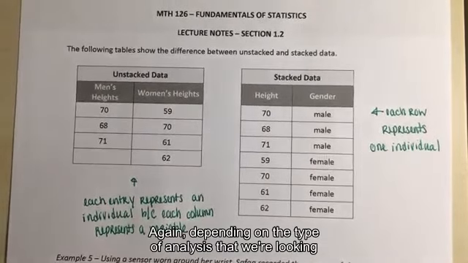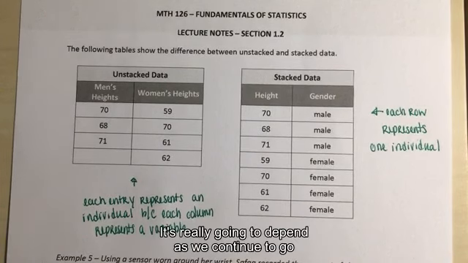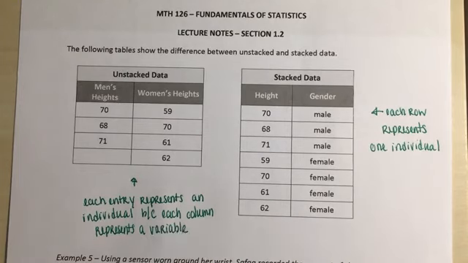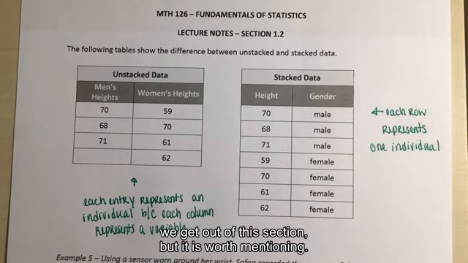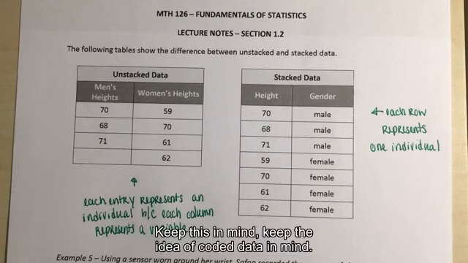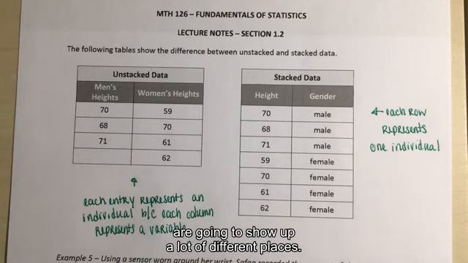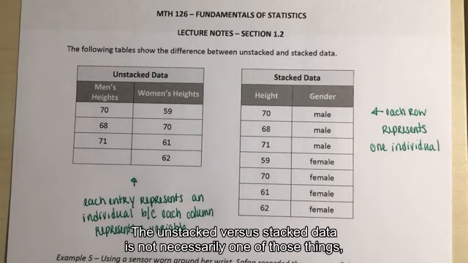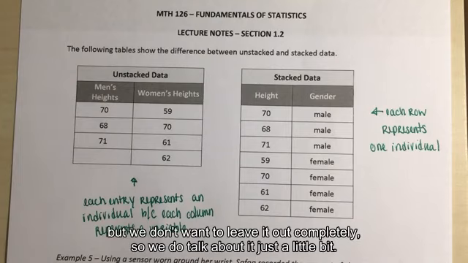Depending on the type of analysis that we're looking at, we may want unstacked data, we may want stacked data. It really depends as we continue to go through different examples throughout this semester. This isn't something huge that we're going to talk about after we get out of this section, but it is worth mentioning. So keep the idea of coded data in mind. A lot of this first chapter is vocabulary that is going to show up in a lot of different places. The unstacked versus stacked data is not necessarily one of those things, but we don't want to leave it out completely.